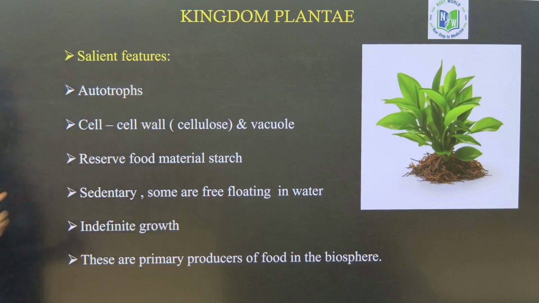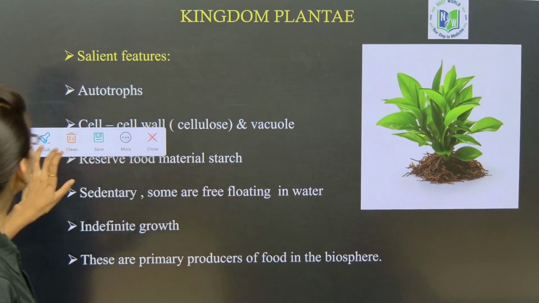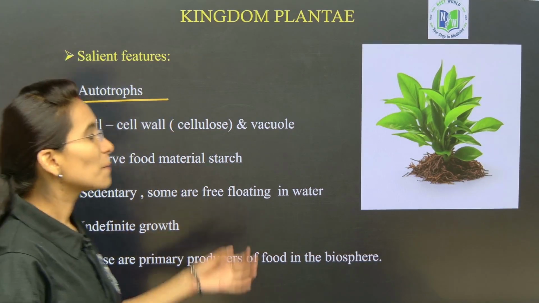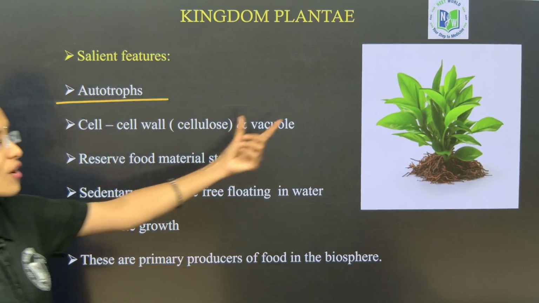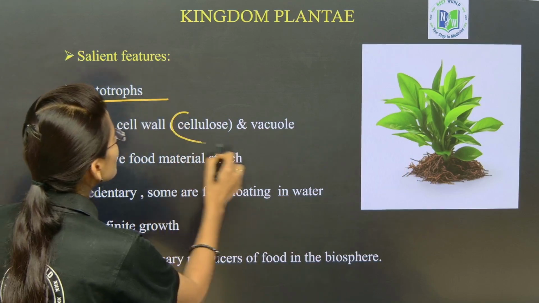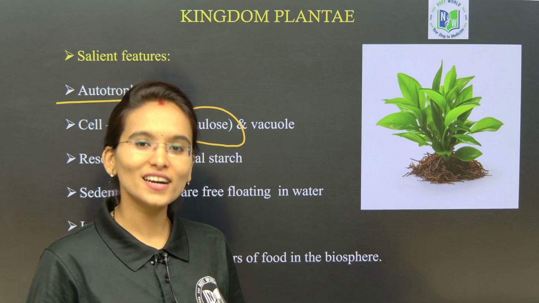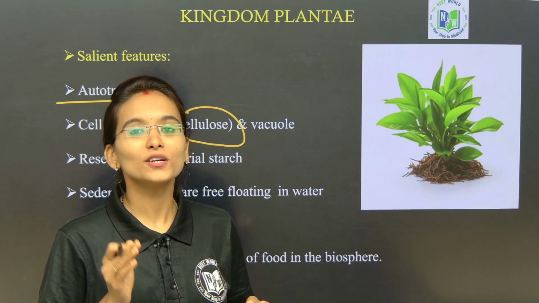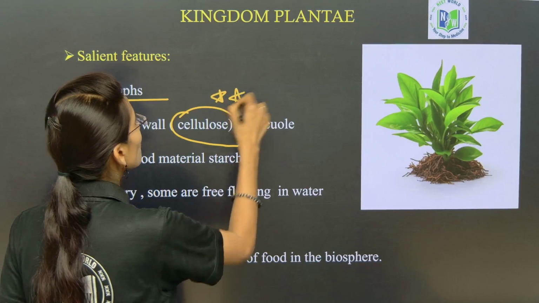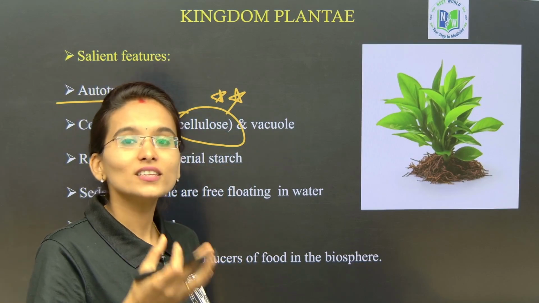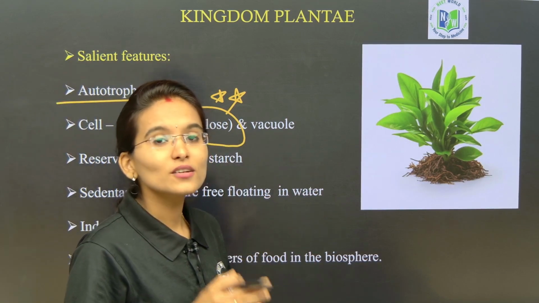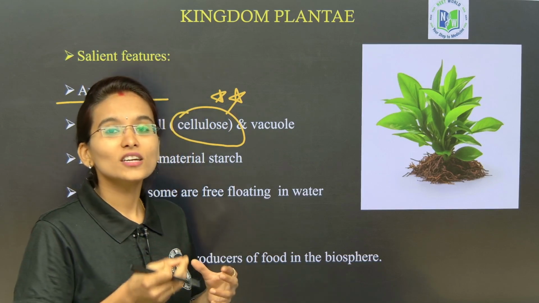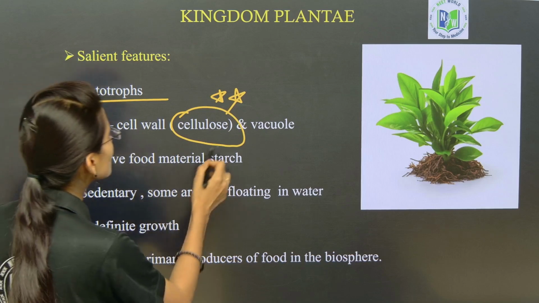Yes, so the salient features of Kingdom Plantae include that these are usually autotrophic in nature, my dear students. These are autotrophs. They synthesize their own food by the process of photosynthesis. And next, the cell wall of the plants is made up of cellulose, whereas the cell wall of fungi is made up of chitin, whereas the cell wall of bacteria is made up of peptidoglycan. It is most important to remember all these 3 different categories along with their cell walls, my dear students. Yes, and the reserve food material that is stored in the plants during photosynthesis is called starch, my dear students.